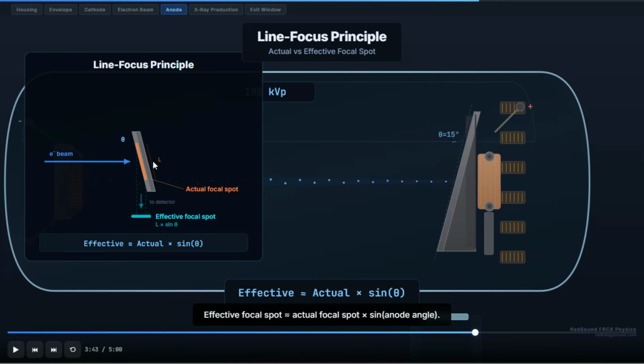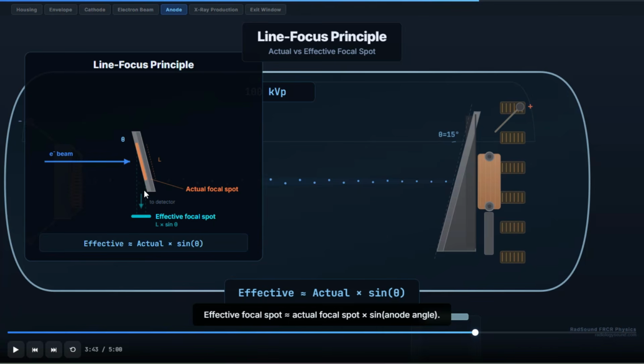So we have something important also. What is the number of the angle? Mostly the angles are between 5 and 20 degrees, so you have small angles like 5 and large angles like 20. Some disadvantages come from using a smaller angle. If we use a small angle, that will decrease the effective focus spot, because the effective focus spot equals the actual focus spot multiplied by sine theta, where theta is the angle we use.